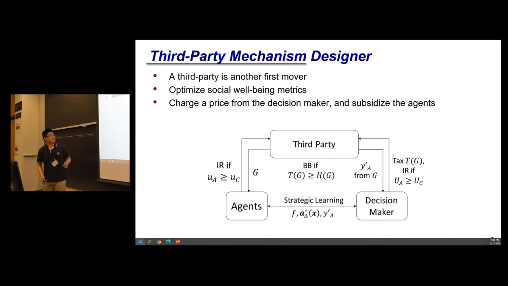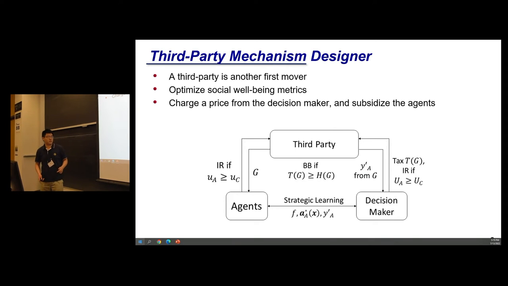So now I'll introduce a different mechanism design setting, the three-party system here. The third party is another first mover, and instead of trying to optimize the algorithm performance, it will try to optimize some social well-being metrics, for example, fairness or efficiency in the system. And it will charge a price from the decision maker, like a service fee, and then implement the subsidy mechanism to the agents and incentivize them to take improvement actions.